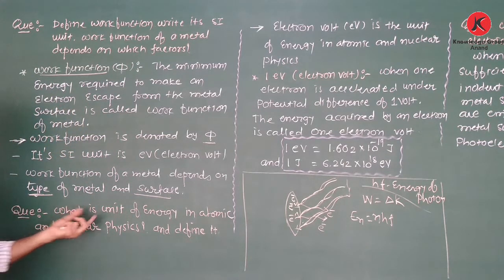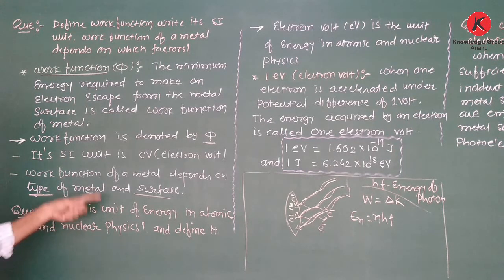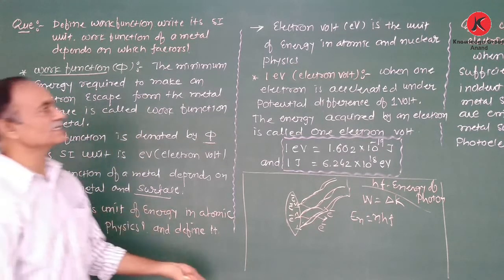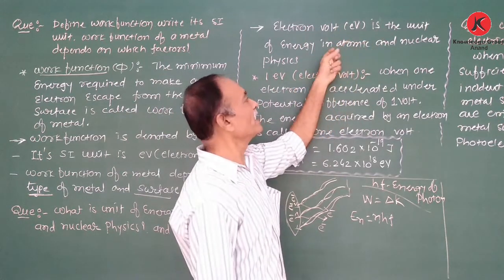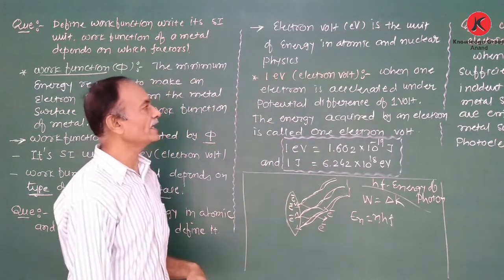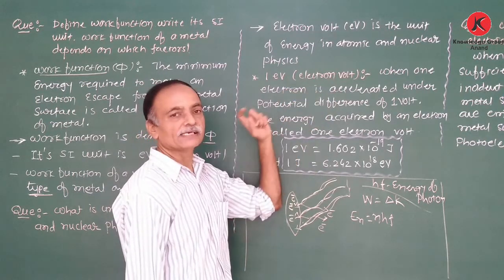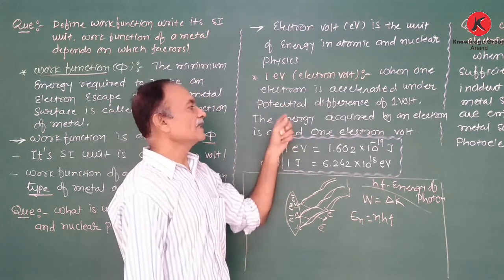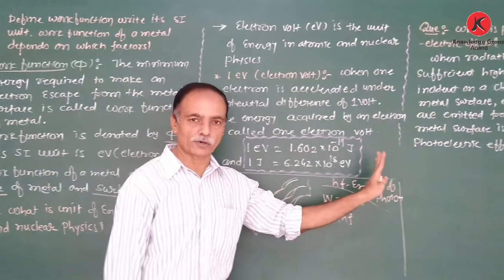After that, what is the unit of energy in atomic and nuclear physics? Define it. Here we discuss that the unit of the work function is electron volt. Actually, that is energy. Electron volt is the unit of energy in atomic and nuclear physics. What is the definition of 1 electron volt? When one electron is accelerated by the potential difference of 1 volt, the energy acquired by the electron is known as the 1 electron volt.